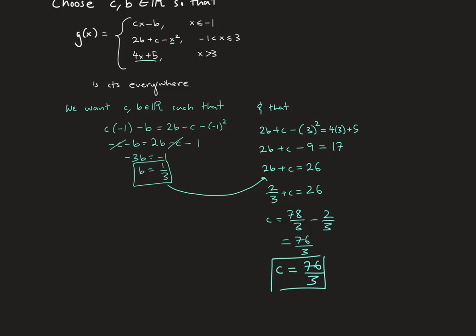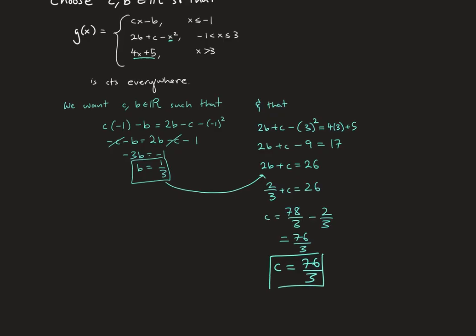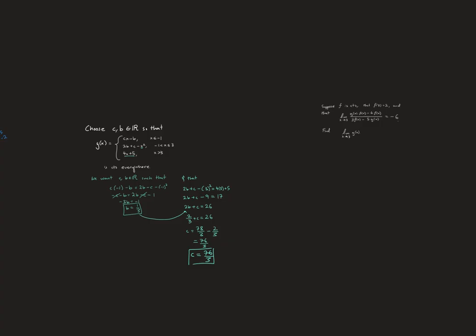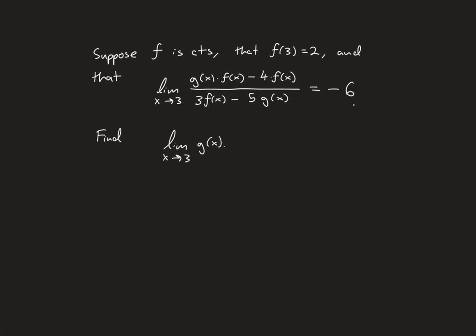Huh, that's such a nasty answer. That makes me sus. Okay, let's see. Negative 9, yeah. 2b plus c. 12 plus 5, 17. Okay, I guess it's all good. 76 over 3. All right, let's keep going.